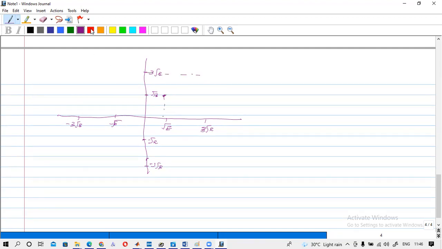So here we have 1 point, root t, root t. Here we have 1 point, 3 root t, 3 root t. And here we have another point, root t, 3 root t. Here we have another point, 3 root t, root t. So we have 4 points. In the same manner, you will have 4 here, and 4 here, and 4 here.